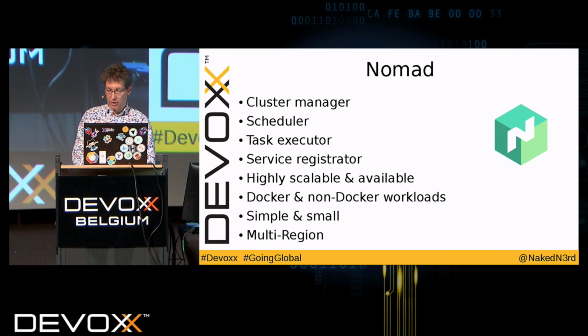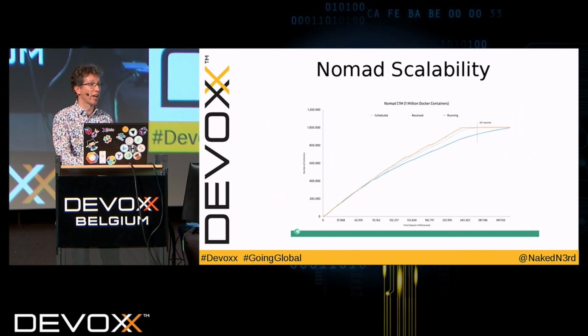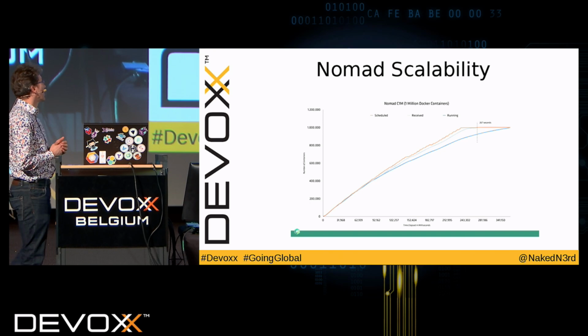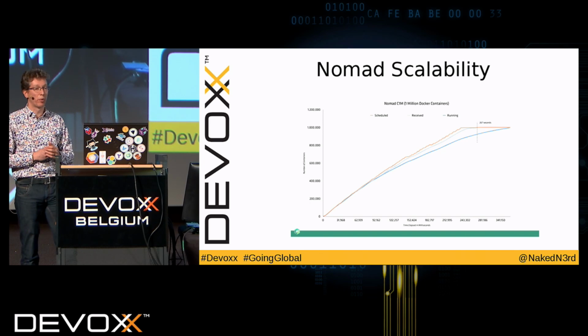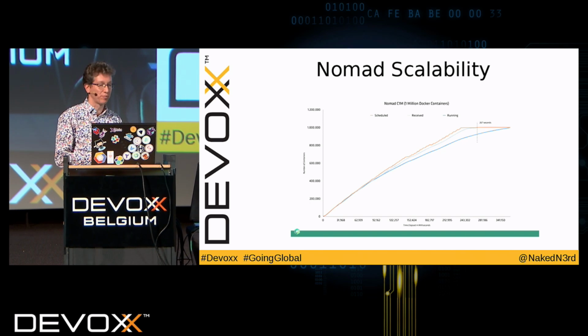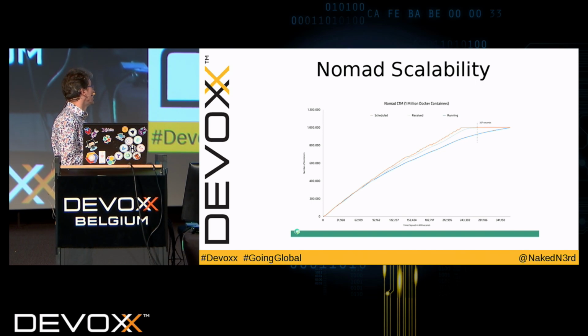And in fact, the folks at Hashicorp, who have written Nomad, have done a 1 million container challenge together with Google. And the graph is here. So within 5 minutes, all these million containers were scheduled and started, which is pretty amazing. And in fact, they actually ran into some bugs in Docker. That's why they actually started a little bit more than 1 million containers.